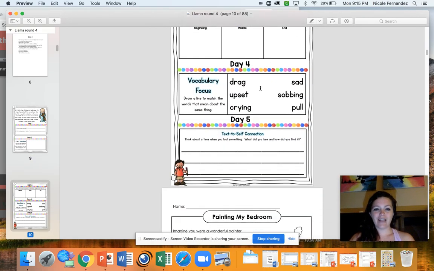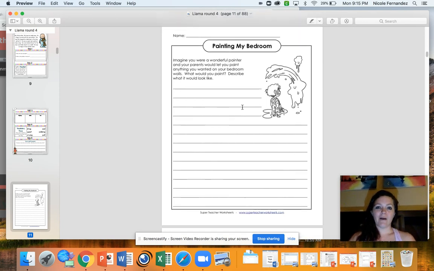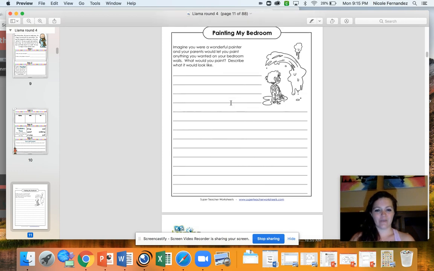You're going to match up the words that mean the same thing. And then you're going to think about a time that you lost something. What did you lose and how did you find it? For my kids, it'd probably be mom found it. Okay. Then there's a writing assignment about painting my bedroom. Imagine you were a wonderful painter and your parents would let you paint anything you wanted on your bedroom walls. What would you paint? Describe what it looks like. So you're going to describe what you would paint on your walls if your parents let you.